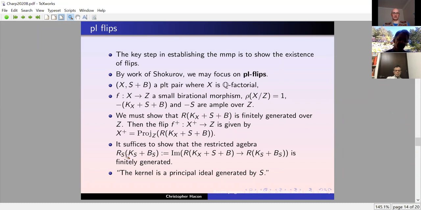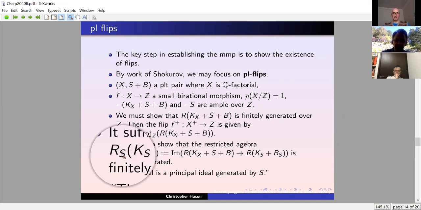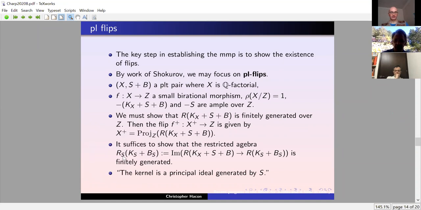show is finitely generated. The bad news is that we don't know that this map is surjective. So this subscript S is really important here. We do not know that the restricted algebra is actually equal to the full algebra corresponding to K_S plus B_S. If we did know this, then we'd automatically be done because we do know finite generation of rings on surfaces.